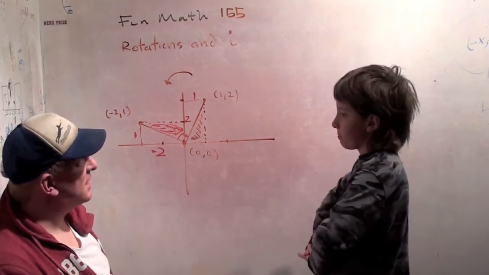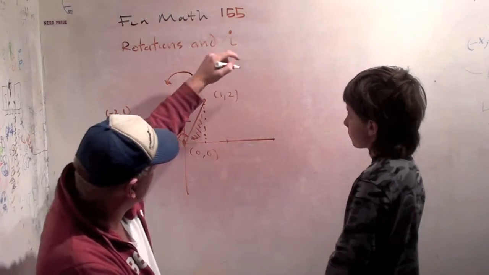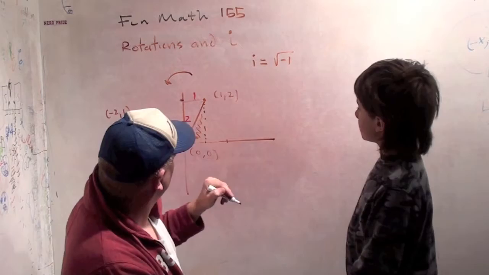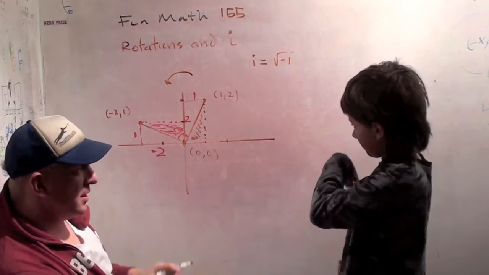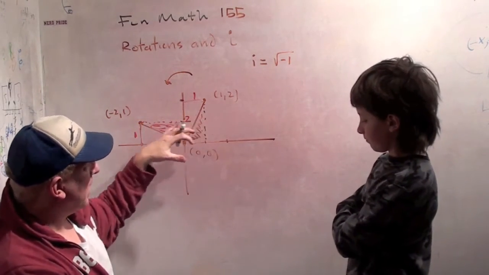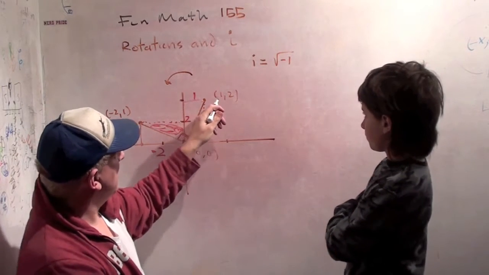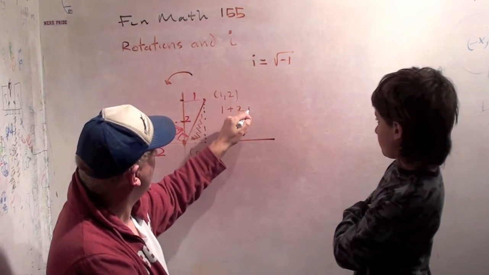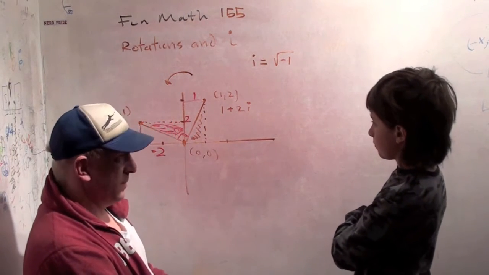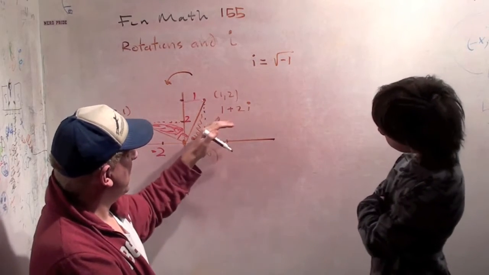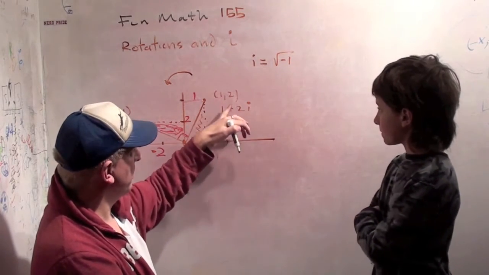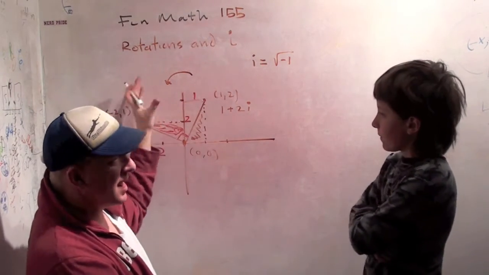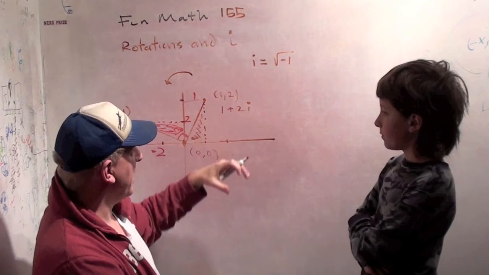But I'm going to show you there's a really neat connection with i. Do you remember what i equals? i is the square root of minus 1. So there's a completely different way of looking at this situation. Instead of labeling this point 1, 2, we're going to call this point 1 plus 2i. So the x-coordinate is the real part and the y-coordinate is the imaginary part. And instead of talking about rotating by 90 degrees, we're going to talk about multiplying this by i.